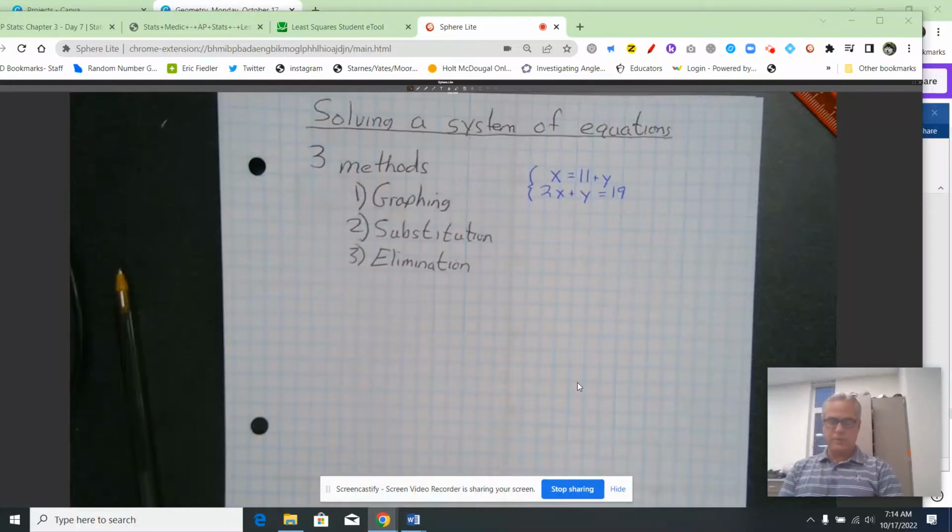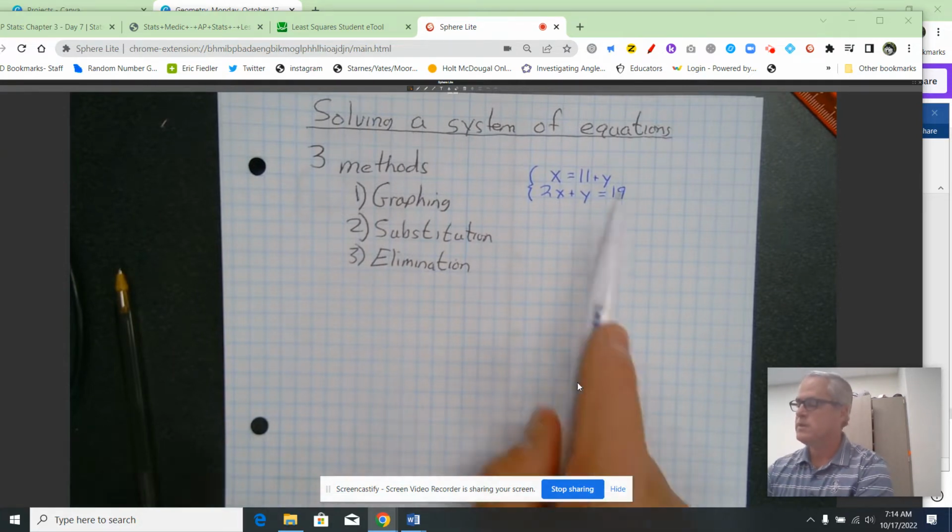Ready? I want to show you something that we're going to use throughout the chapter, and we'll review throughout the rest of the year too. So this may be a new topic for you, maybe an old one. I'm not sure. Let's just see how it goes. It's called solving a system of equations.